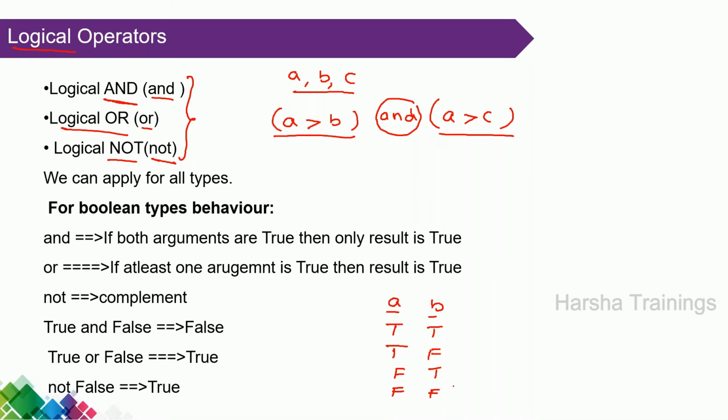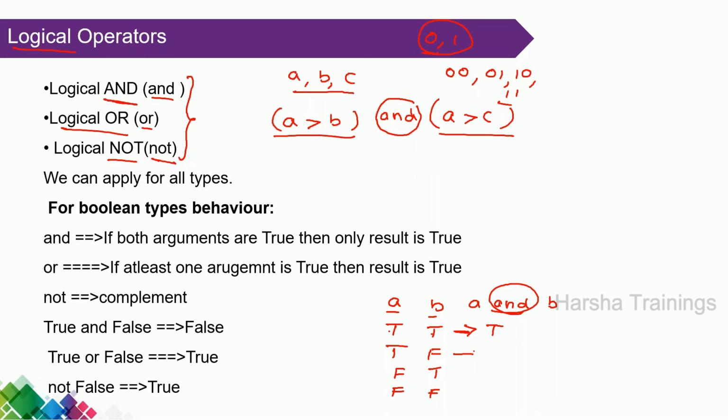Suppose I give you two numbers, 0 and 1. For these two numbers we have four possible combinations: 0 0, 0 1, 1 0, 1 1. Like this, if you are performing the AND operation, what is the result? If both are true, the result is true.